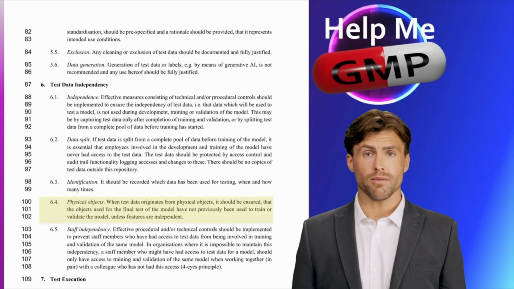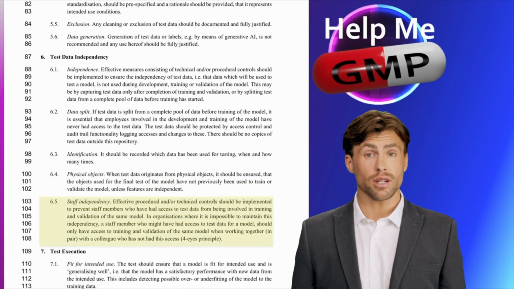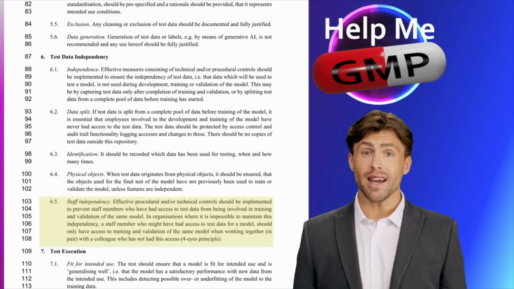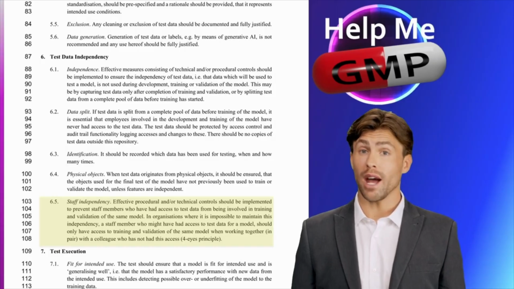Physical objects. When test data originates from physical objects, it should be ensured that the objects used for the final test of the model have not previously been used to train or validate the model, unless features are independent. Staff independency. Effective procedural and/or technical controls should be implemented to prevent staff members who have had access to test data from being involved in training and validation of the same model. In organizations where it is impossible to maintain this independency, a staff member who might have had access to test data for a model should only have access to training and validation of the same model when working together with a colleague who has not had this access.